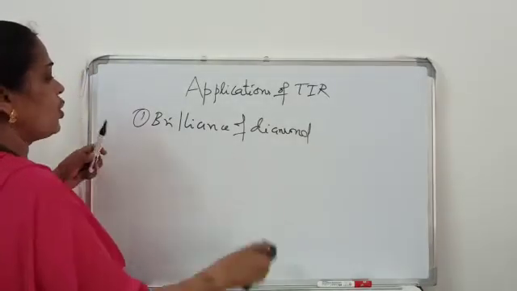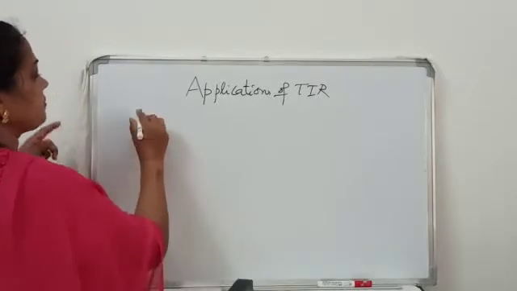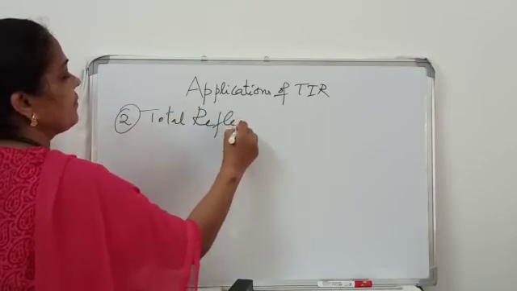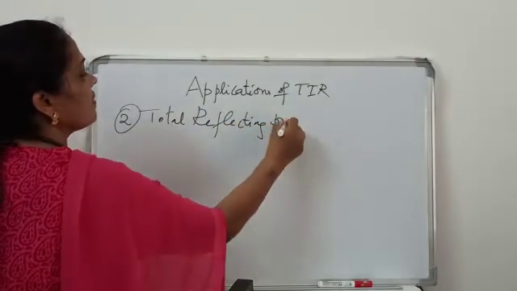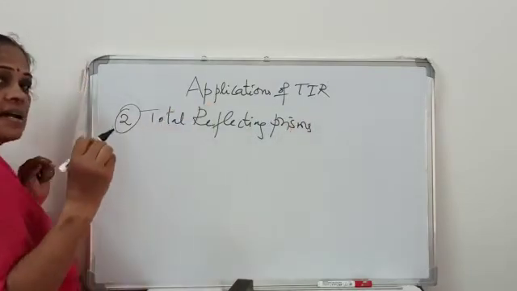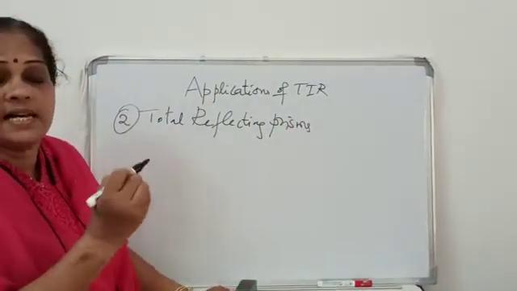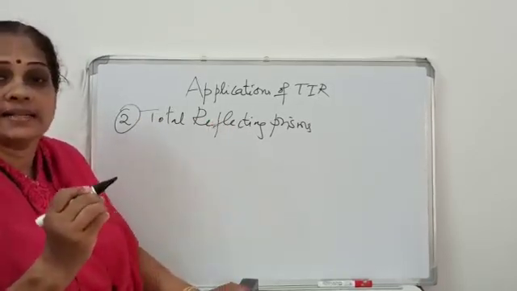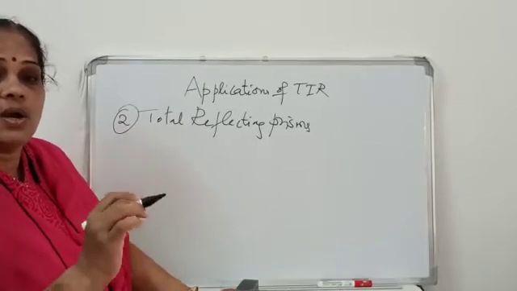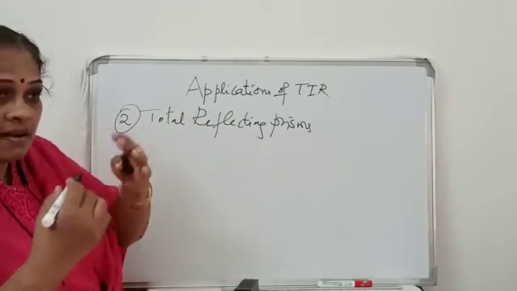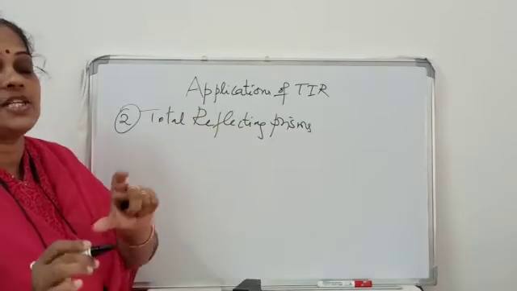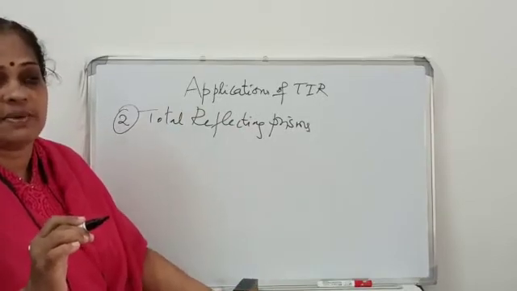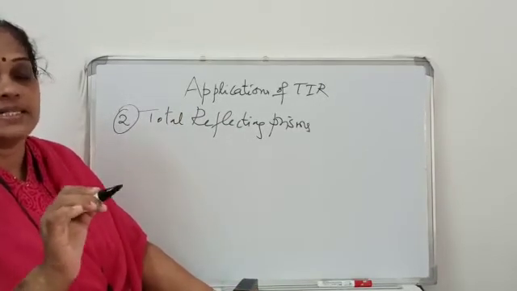Next will be the total reflecting prisms. These are right-angled isosceles prisms, which are used to turn incident light either through 90 or through 180 degrees. There will be an inversion in the image, but the size of the image will not be changed. That is what is called a total reflecting prism. It is a right-angled isosceles prism.